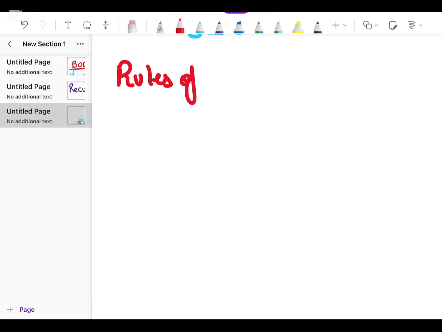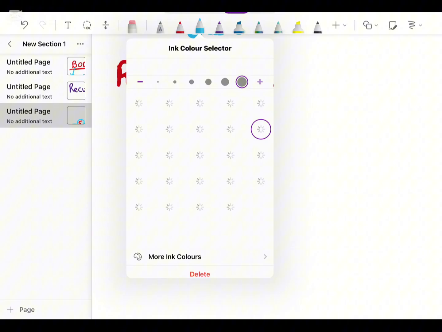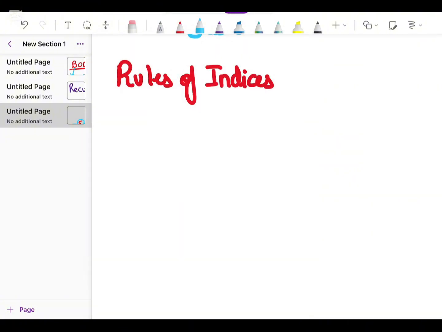indices. So rule number 1. Rule number 1 says that, for example, a raised to the power m multiplied by a raised to the power n. So rule number 1 says that if two numbers or variables are multiplying with the same base, you can see that these both have the same bases. So when two numbers or variables are multiplying and their bases are the same, then their powers will be added.